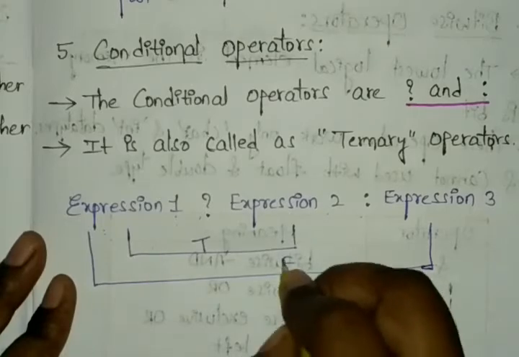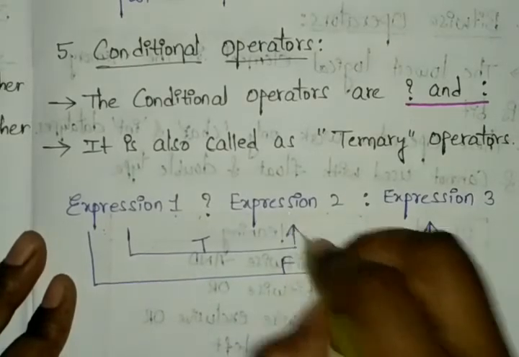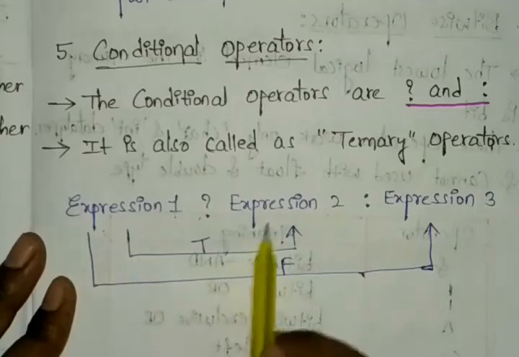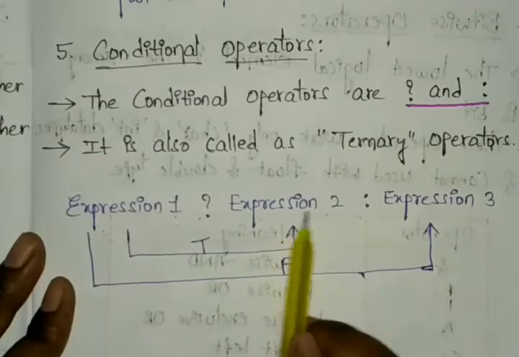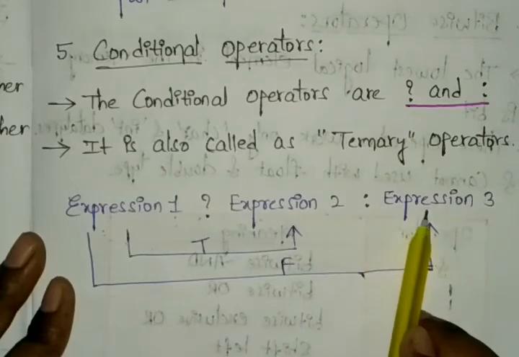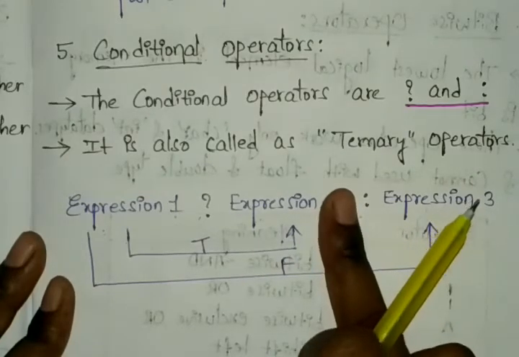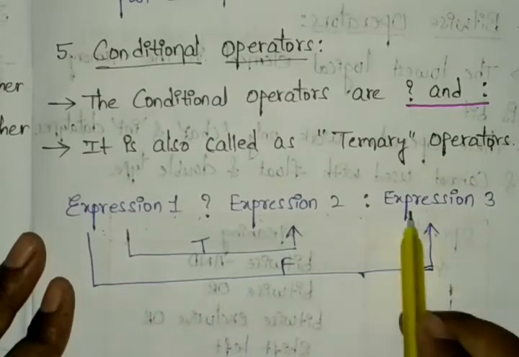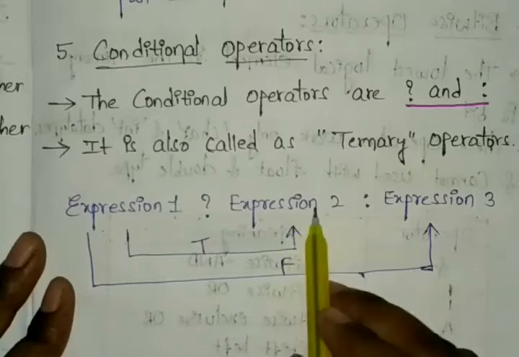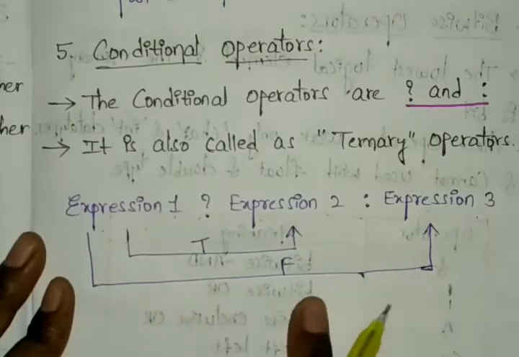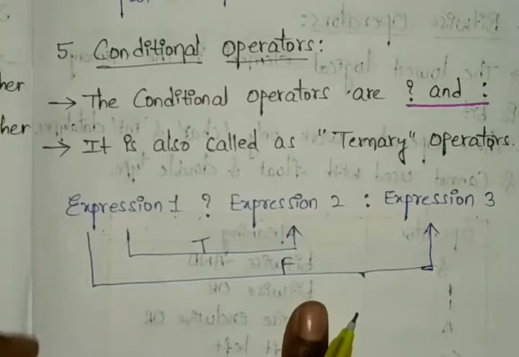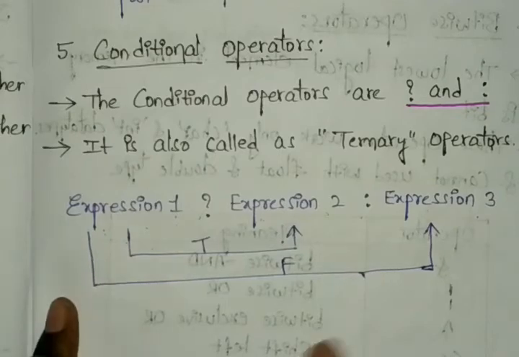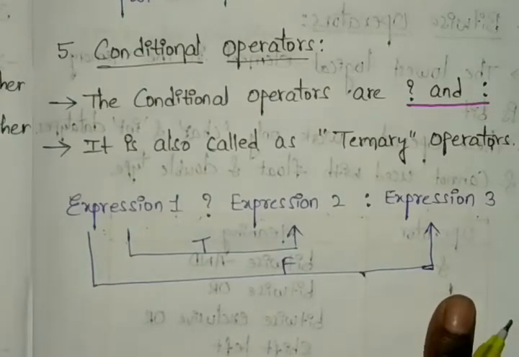If expression 1 is true, automatically it goes to expression 2. It will not move to expression 3; the process stops at expression 2. If expression 1 is false, it moves to expression 3. It will not move to expression 2. So only one statement will be displayed, depending on expression 1. If it is true, expression 2; if it is false, it displays expression 3. Like that we can work with our conditional operators.